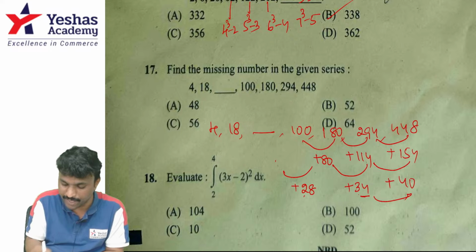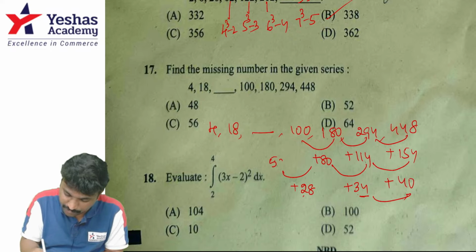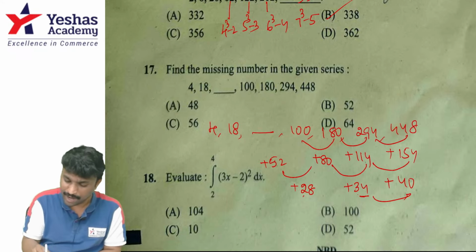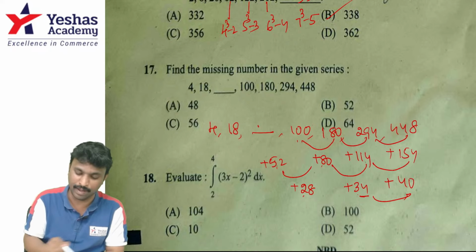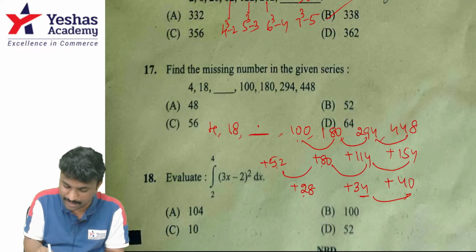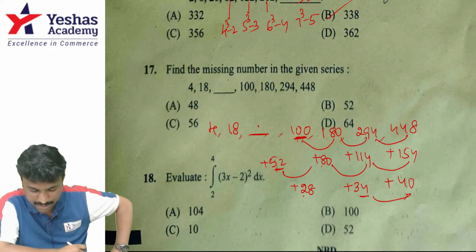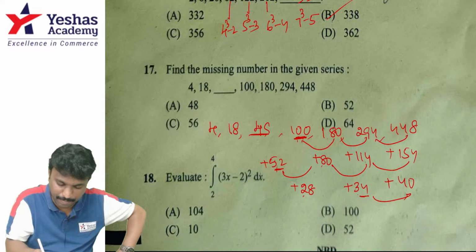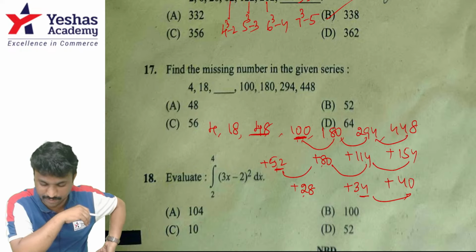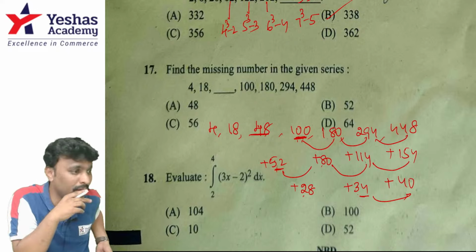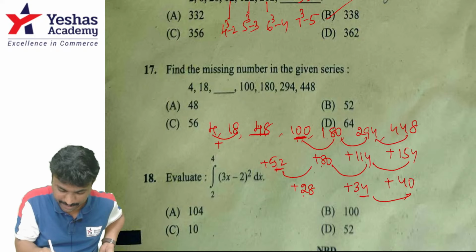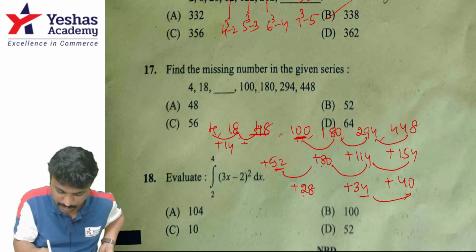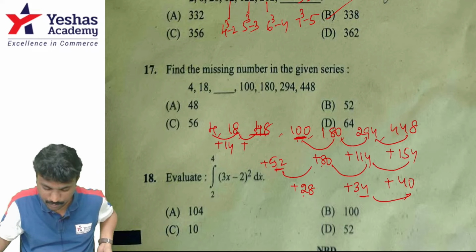That means what plus 28 is 80? It should be 52 over here. Now, 100 plus 80 is 180. So what should this number be, so that when it is added to 52, it gives you 100? So what is that number? It is 48, is it not? 48 plus 52 is 100. Have you all understood? Now just check the differences. 4 to 18 is 14. 18 to 48, what is the difference?